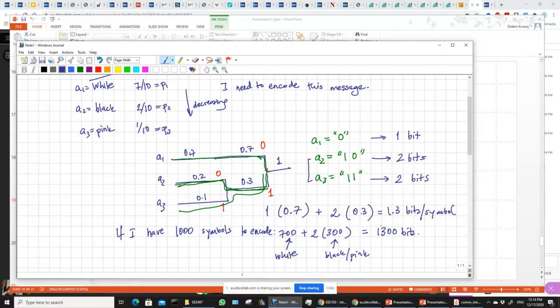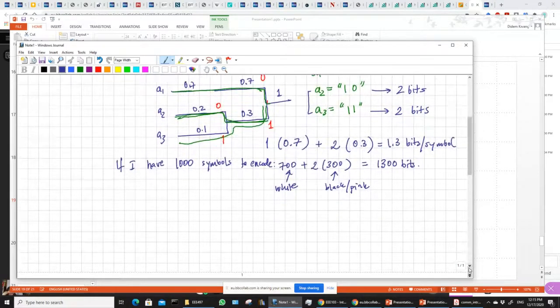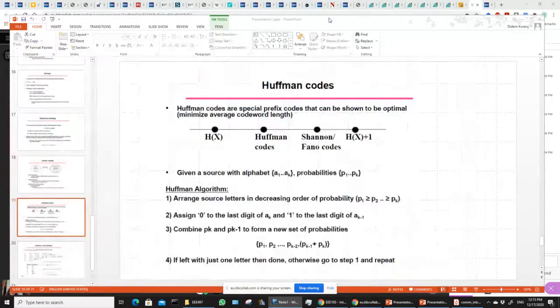Okay, so if I had even more whites, you can see what's going to happen. This is going to go down. If it was all white, then I guess I would send 1,000 bits, or I could just send 0 bits, right? Because they're always white. I don't need to send anything at all. You have 0 entropy for that case.